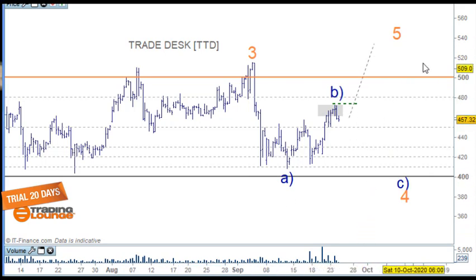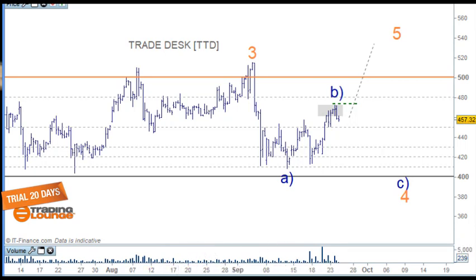So the target up here would be, at this stage, the 530 area, possibly higher than that as well, but steady as she goes. Let's just see how this plays out.